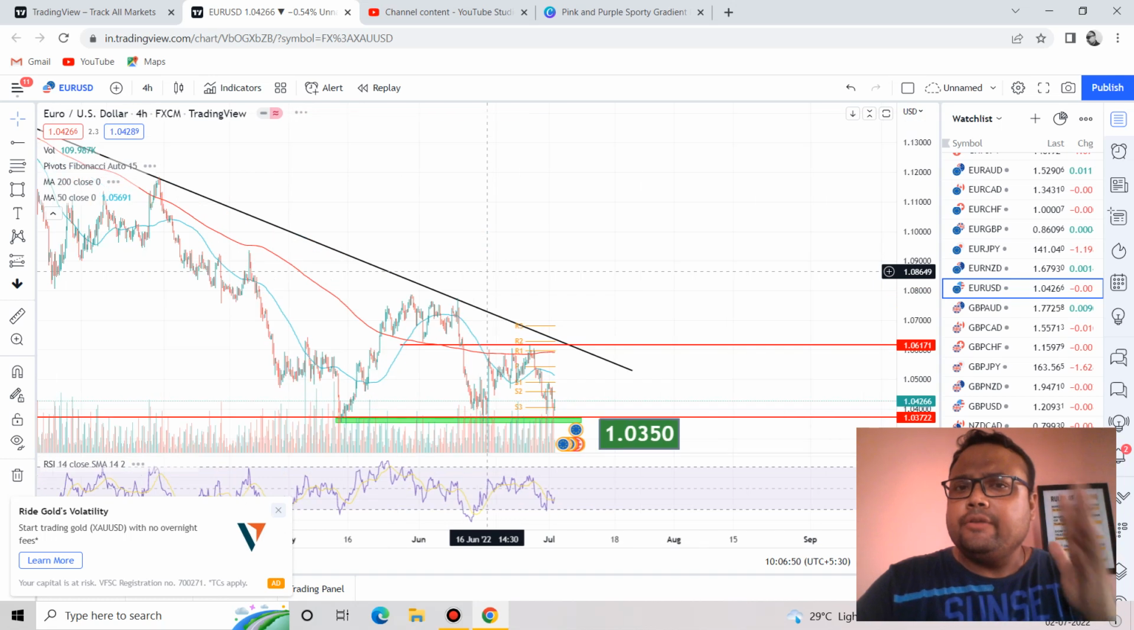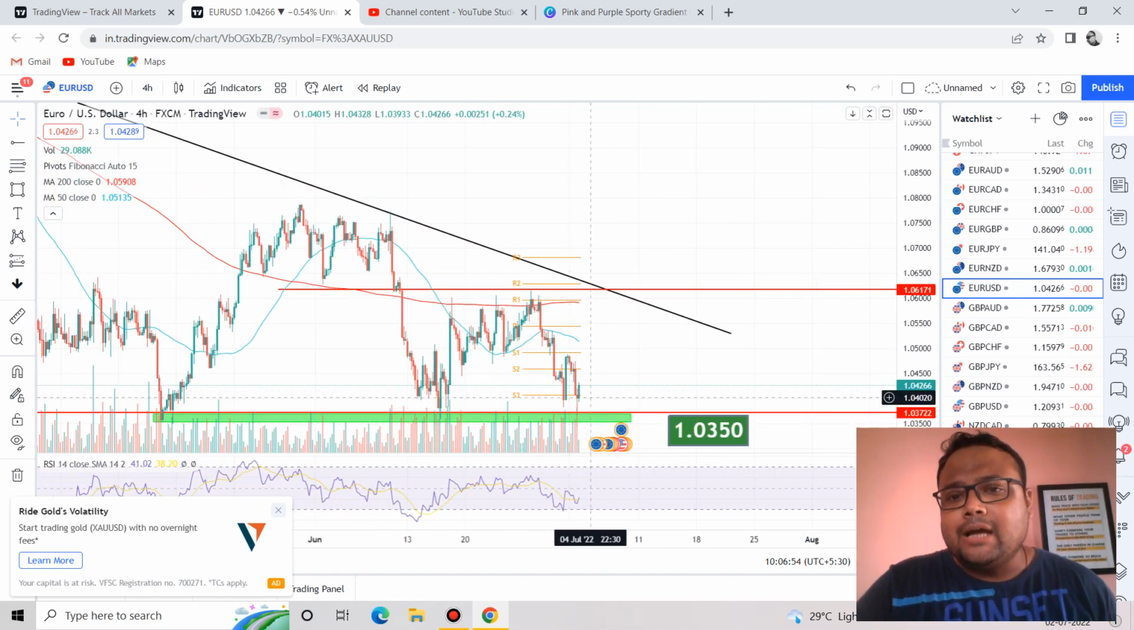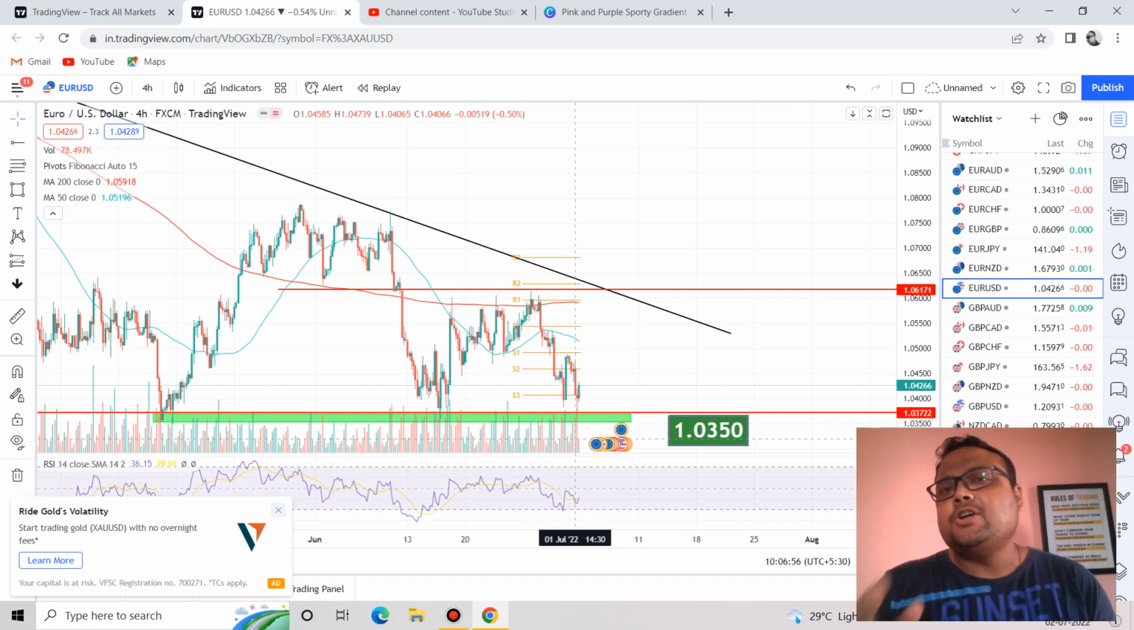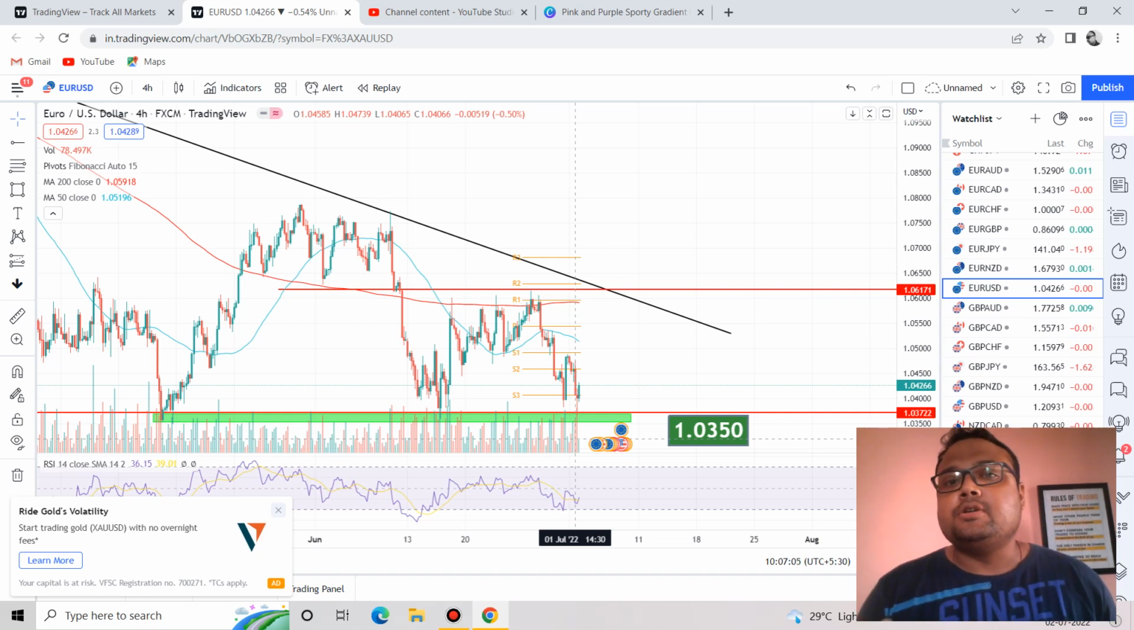Again, I'll say that if you already have a buy position, or if you have already taken a buy position around this level, then stay in the trade as long as the market is respecting the support. But apart from this support level, to be honest, I will not consider any buy position for you, considering the overall chart and the overall market here.